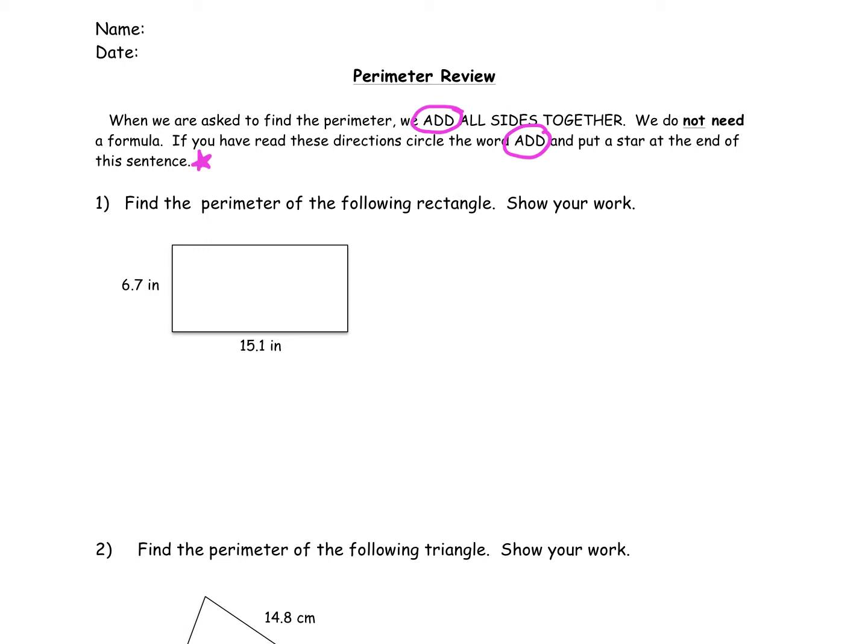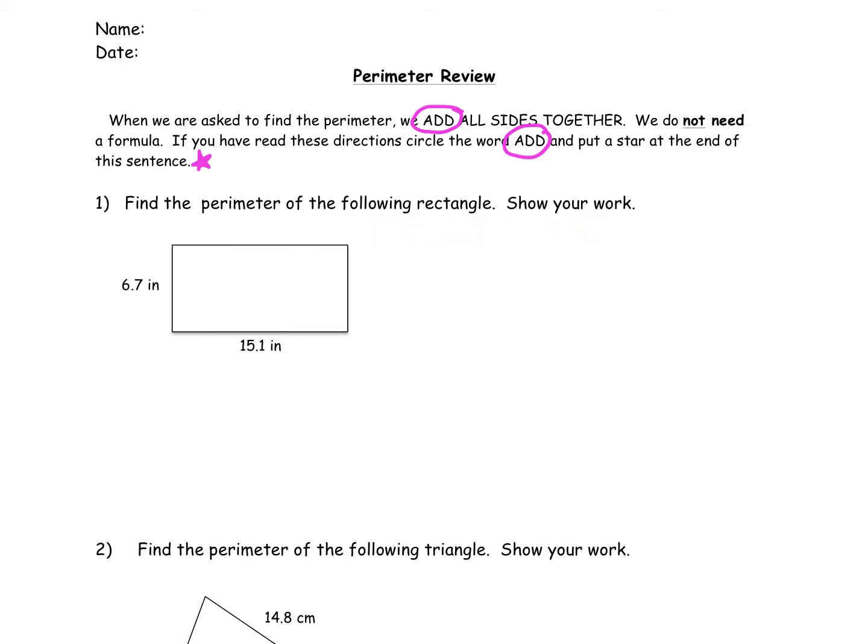Now, we mentioned a formula, and we will come back and talk about that. If you recall, the square has a formula and the rectangle has a formula. We don't necessarily have to use it, but some of you might gravitate towards that naturally. We're going to find the perimeter of the following rectangle, and we're going to be asked to show our work.